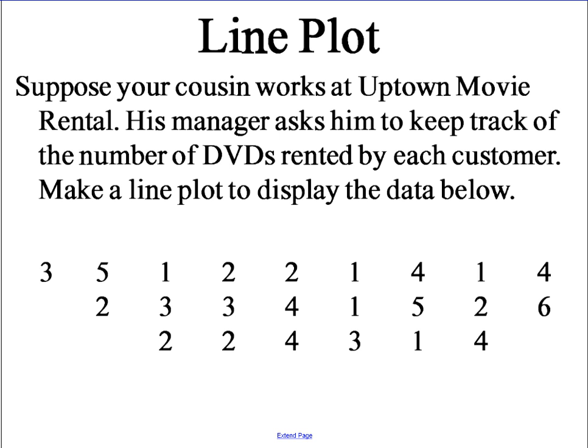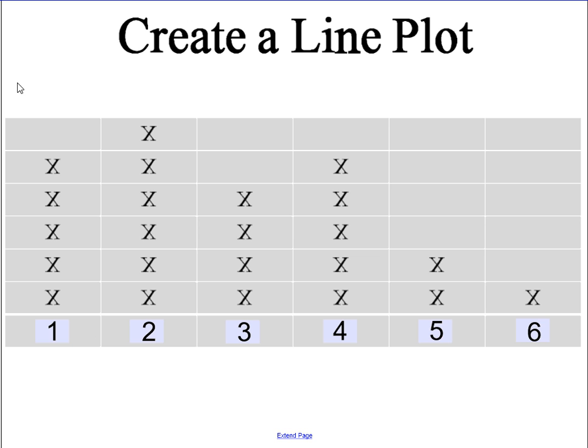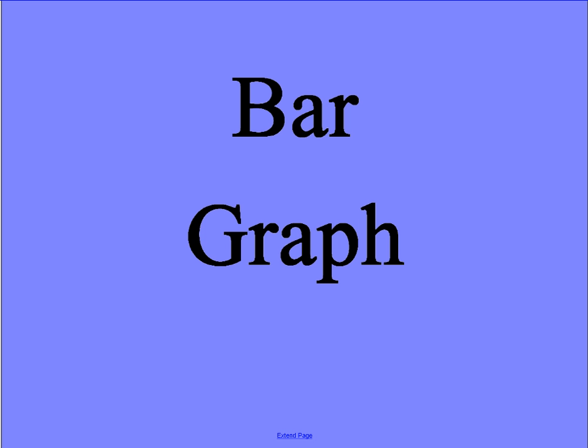We can take all of that data and create a line plot. If you notice, my different data values are on the bottom: 1, 2, 3, 4, 5, and 6. And then however many times customers checked out that number of movies would be shown above it. So, for example, there were 5 customers that rented one movie. There were 4 customers that rented 3, only 2 rented 5. You get the picture. All right, the next data display we're going to review are bar graphs.